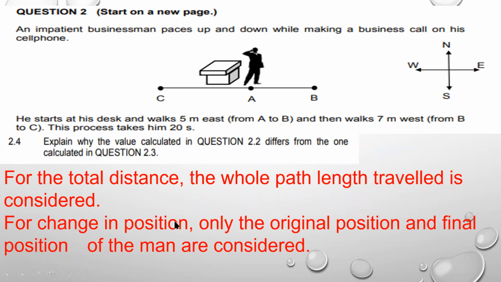Total distance, you are adding everything. But displacement, change in position, is only the difference between the original position, the first position, and the final position. Distance is just adding everything. For displacement, only x final minus x initial. Another difference: distance is a scalar quantity, displacement is a vector quantity.